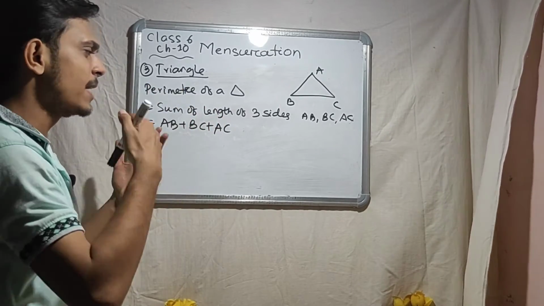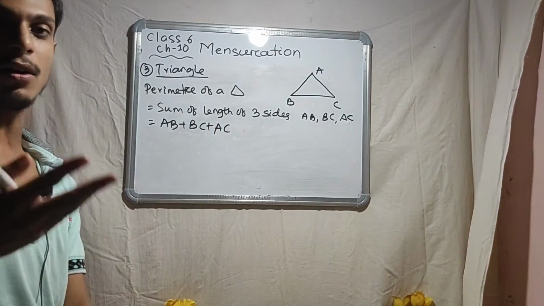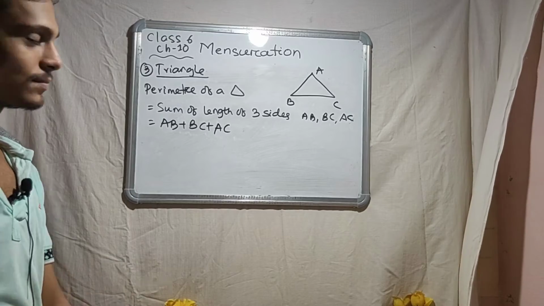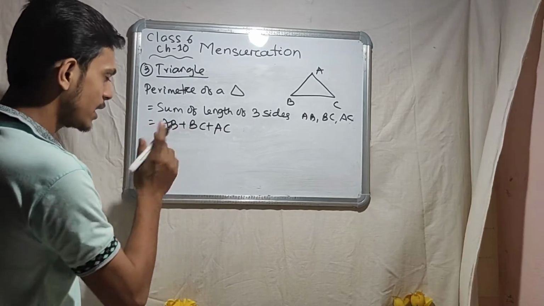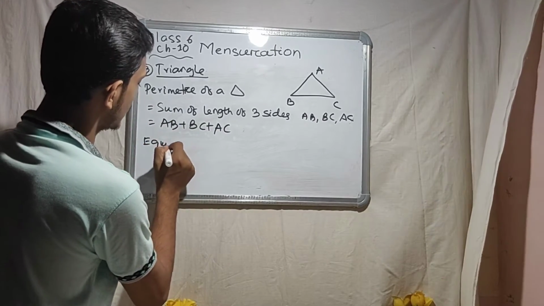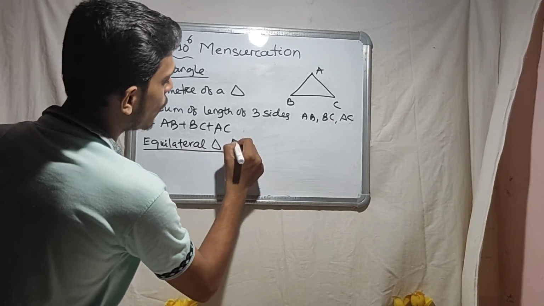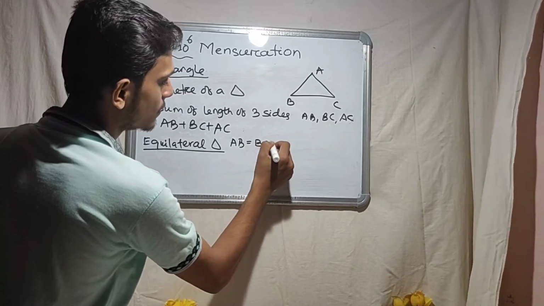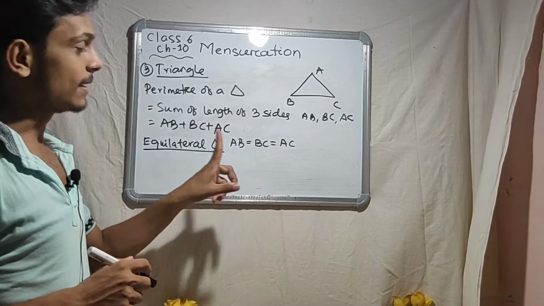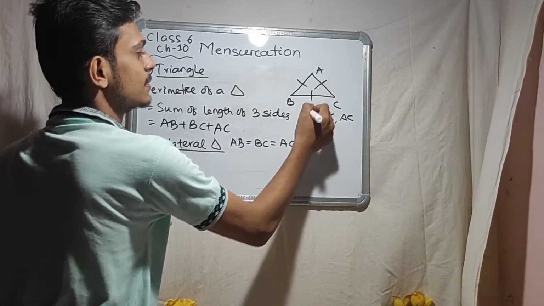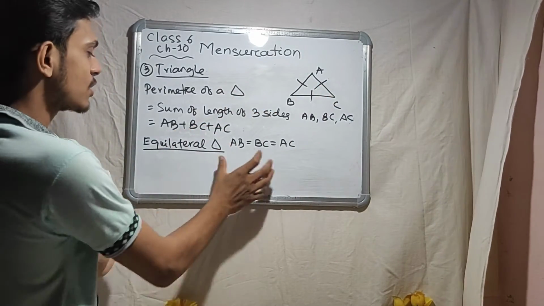This is the perimeter of any triangle, maybe right angle triangle, isosceles, equilateral, or scalene. Any triangle, that is the length of 3 sides. But here in the textbook also, we have considered the equilateral triangle. What is an equilateral triangle? That is, all the sides are equal. The length of AB is equal to the length of BC is equal to the length of AC. This is called an equilateral triangle.